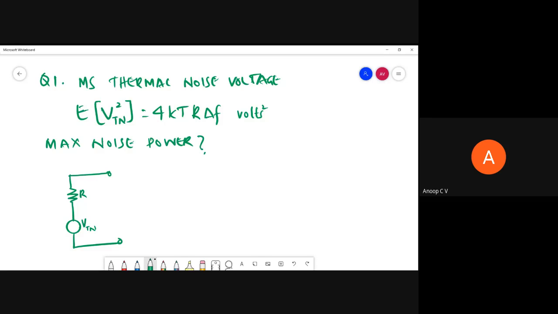Yeah, so we need to find out what is the maximum noise power if mean square value is this. So this is VTN. So if you are connecting any network, we don't know what that network is. Let us represent it as a box, right? A box with some resistance equal to RL. Initially, now we are considering a purely resistive network, resistance equal to RL.